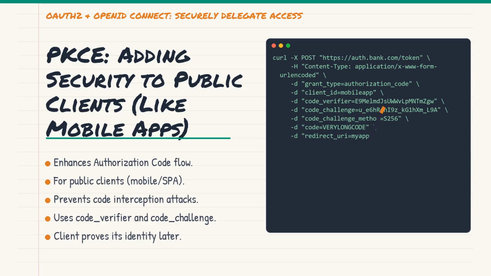When it exchanges the authorization code for tokens, it also sends the original code_verifier. The authorization server hashes the verifier and compares it to the stored challenge. If they match, it proves that the client exchanging the code is the same one that initiated the flow, preventing authorization code interception attacks.